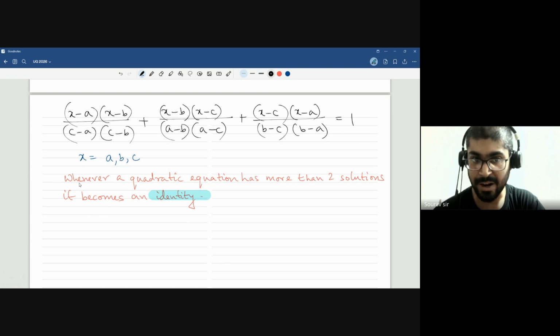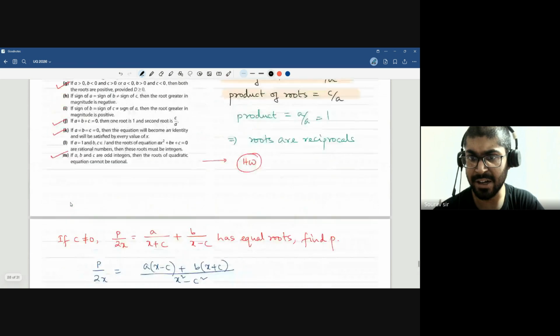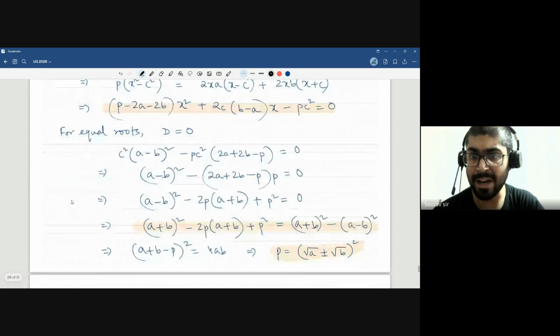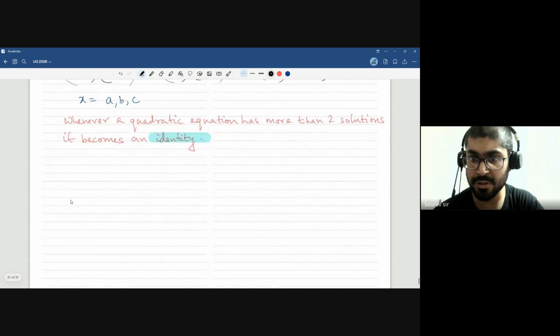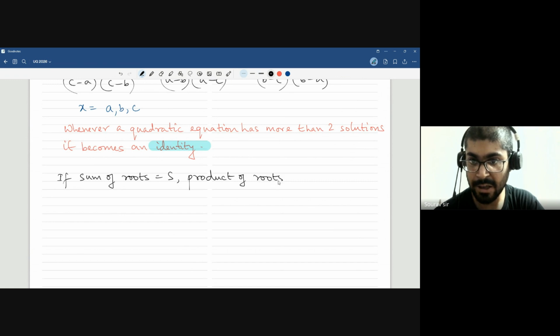Now that you know this part, we will go back to sum and product of roots. Have we discussed it in detail? We have done. Now, how can we go from sum and product of roots to the quadratic equation itself? Does anyone remember? How can you go back? So if sum of roots is equal to S, product of roots is equal to P. How do you calculate sum and product of roots?